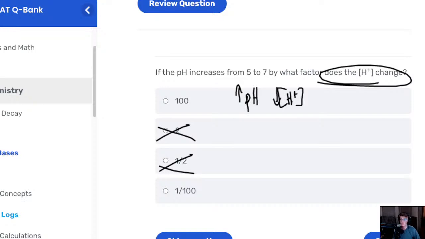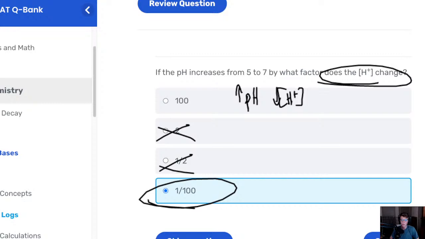If the H plus is going to drop in terms of factor, we have to have something that's going to make it go down. So it's going to be 1/100th of what we started with. It's going to be the fraction, since A would represent an increase in the H plus concentration, and that's really not what we're looking for.